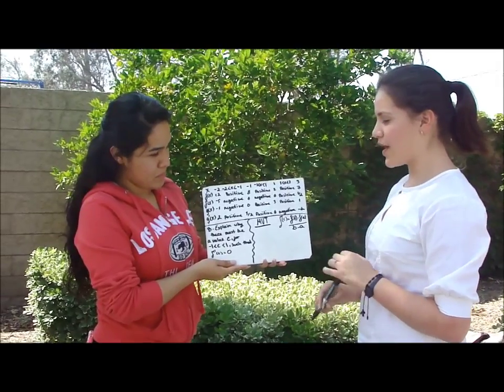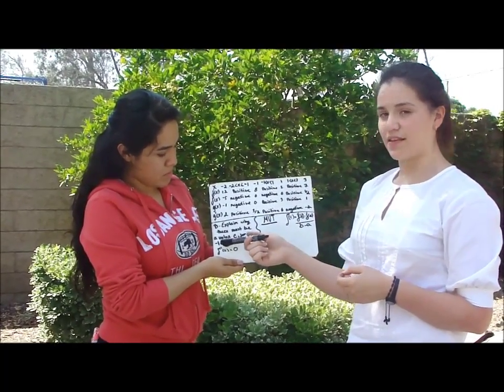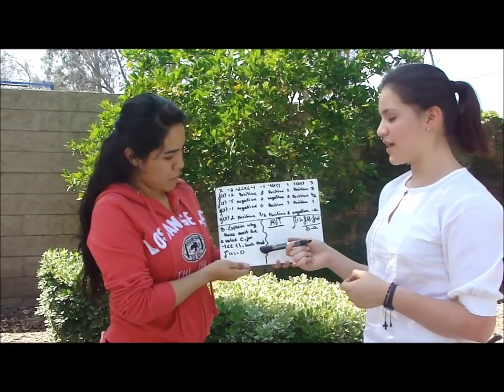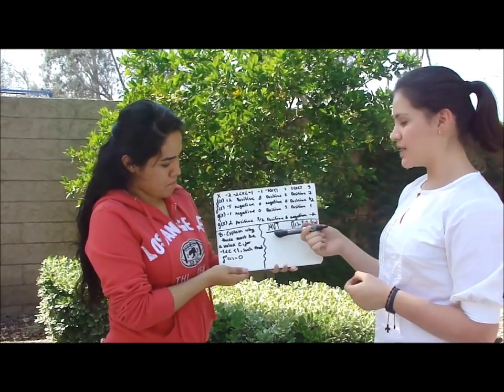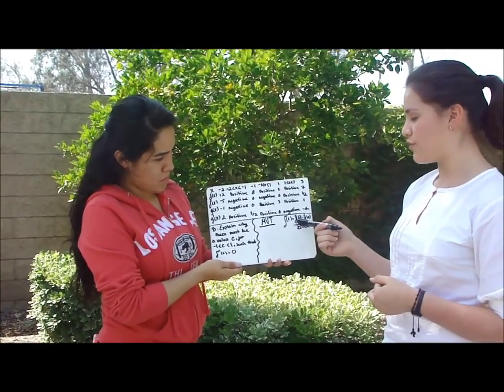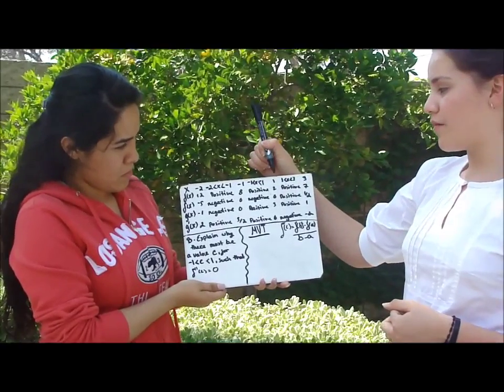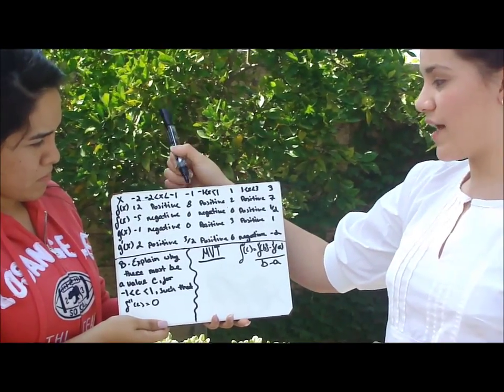So for our next part, we have to explain why there must be a value of c in the interval where c is greater than -1 and less than 1, such that f double prime of c equals 0. So taking into account the mean value theorem, we use the formula where f double prime of c is equal to f prime of b minus f prime of a all over b minus a, where your b is 1 and your a is -1.